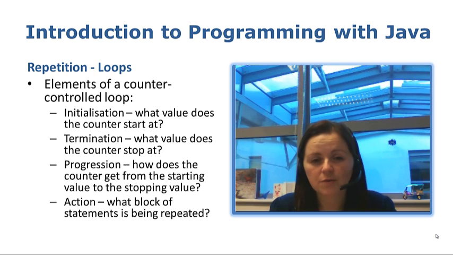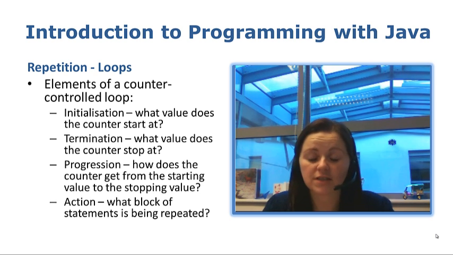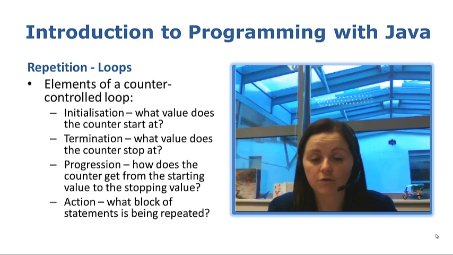The next component that's essential then is the termination, or what value the counter stops at. So if we want something to be repeated 4 times, and we are starting our counter at 0, we're going to want to stop once the counter gets to 4. Progression then is how do we get our counter to move from 0 all the way to 4. So how does the counter get from the starting value to the stopping value? And then the action of the loop is what block of statements we want to repeat. So which lines of code exactly do we want to use over and over and over again?